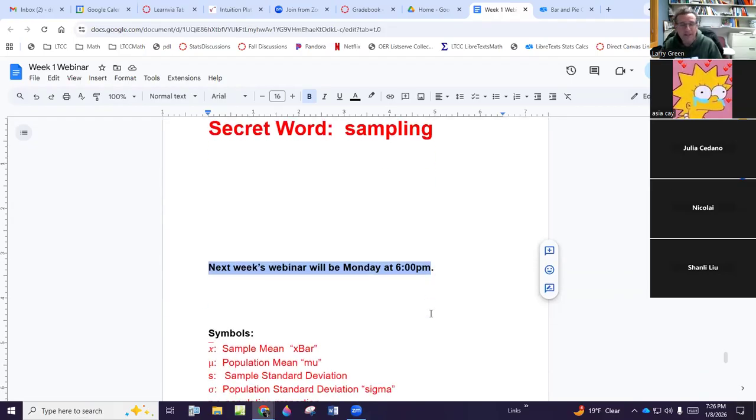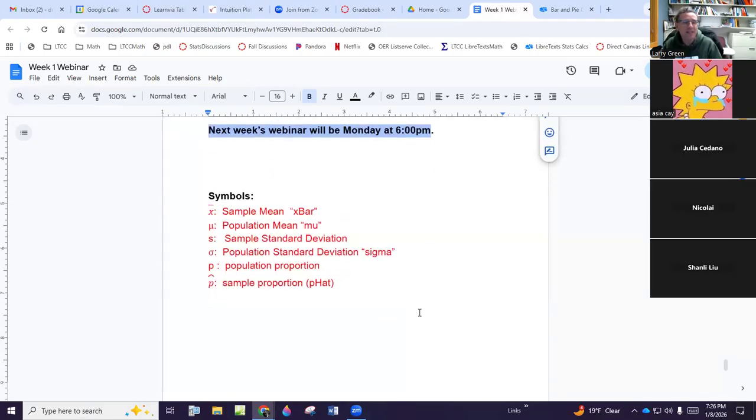I want to finish. We have a couple more minutes left, and the last thing I want to do is give you very important symbols for this class. This symbol right here has an X with a little bar on top. That represents the sample mean, and the way you read it is X bar. The sample mean is the average of all of the people you asked or the data that you got, but not the average of the entire population.